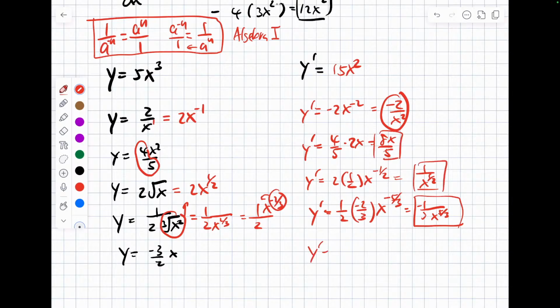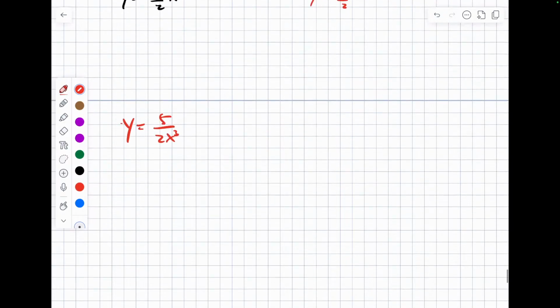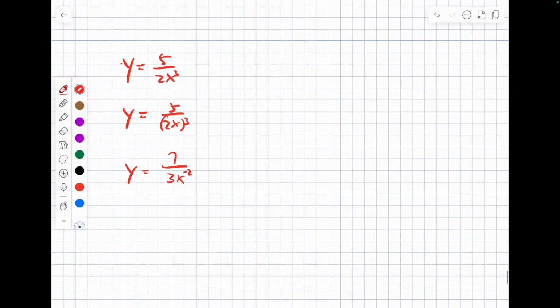Now this one's super easy, because y prime is equal to negative 3 over 2, because that's just a slope. If you want to take a derivative of x, that's going to become 1, and that's going to give me this. So those are easy derivatives. Now, the next thing is I want you to take a derivative of this one. y equal to 5 over 2 times x to the 3. y is equal to 5 over 2x to the 3. y is equal to 7 over 3x to the negative 2. And y equal to 7 over 3 times x to the negative 2.